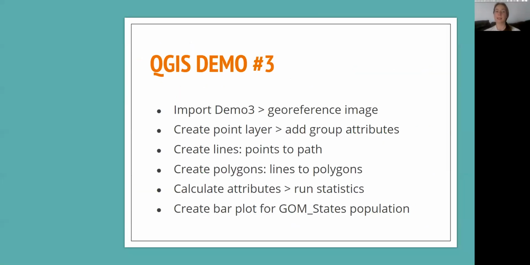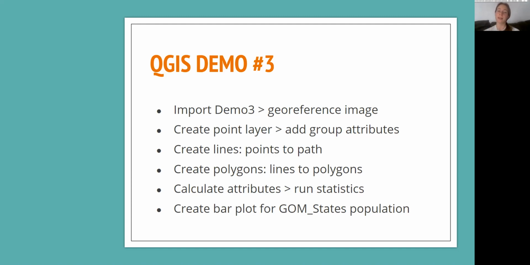Okay, so that leads us to our demo 3. In demo 3, what we're going to do is import the demo 3 image, which is going to be that Weeks Bay photo that I was talking about earlier in the lecture. And we're going to go ahead and georeference it and bring it into our map view. Then what we're going to do, more arbitrarily, is create a point layer, fill it with attributes, and then run it through the points to path tool.